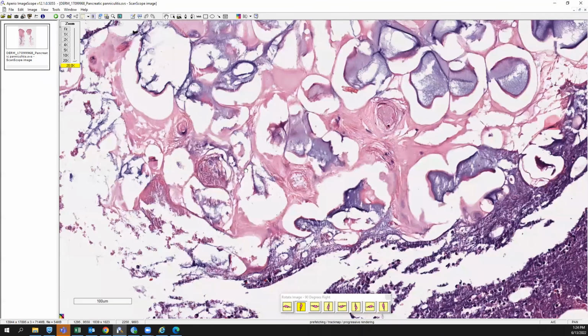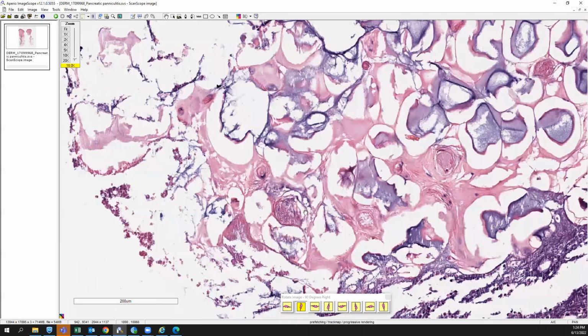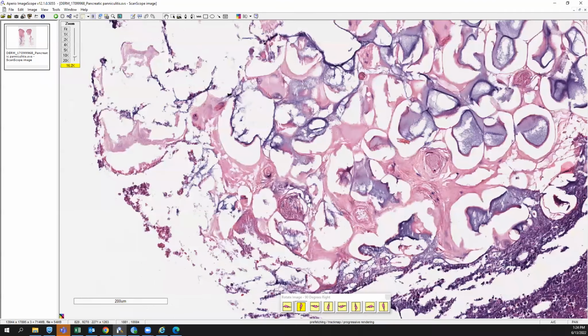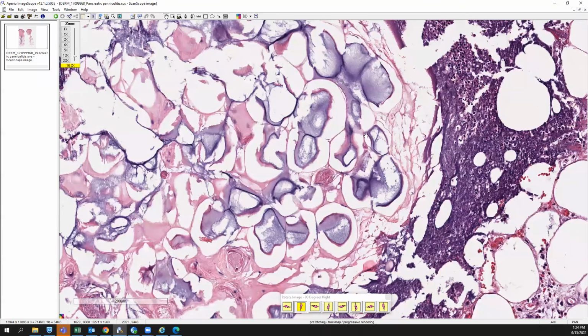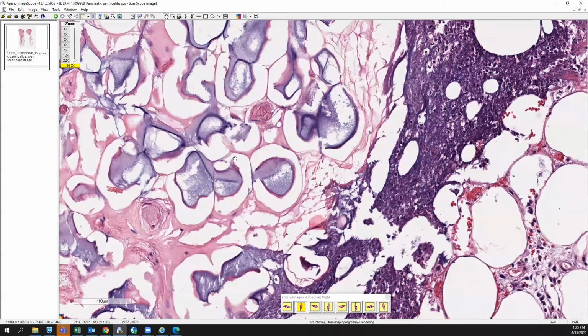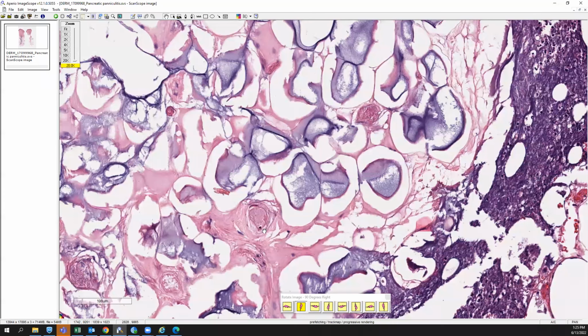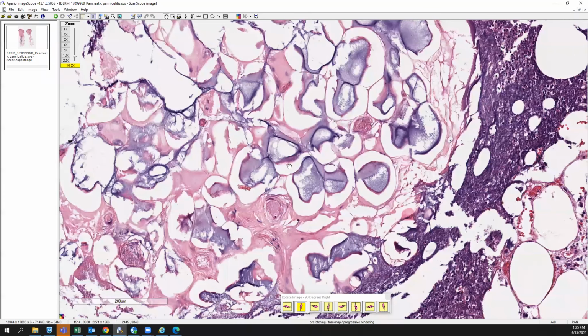So pancreatic panniculitis results from leakage of pancreatic enzymes, which actually break down the fat into these calcium soaps. And so you'll get this really nice circular deposit of a mix of purple, pink, bluish areas with some clear halo around it. These are often referred to as ghost cells.